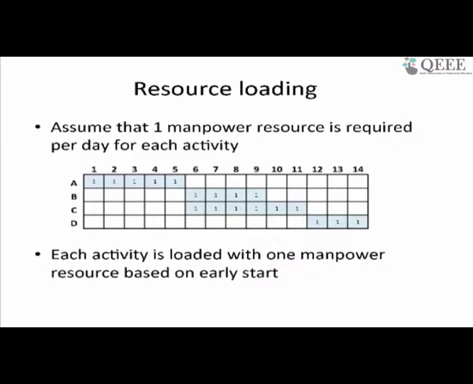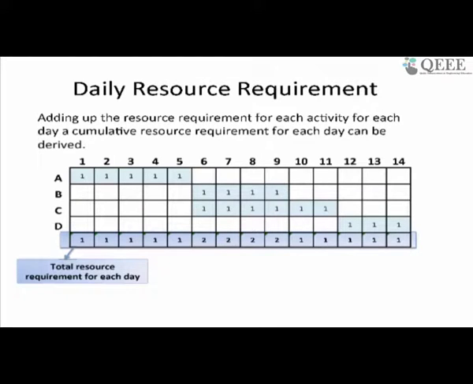So for each day the person is required, I've just put a 1, 1, 1, 1. All of you can see it. So A goes to 5. So this is basically 5 person days or man days, 4 person days or man days. So now I have loaded the activity with a resource, which is manpower, based on the early start. Based on this resource loading, all I'm doing now is totaling the resources at the end of the day.